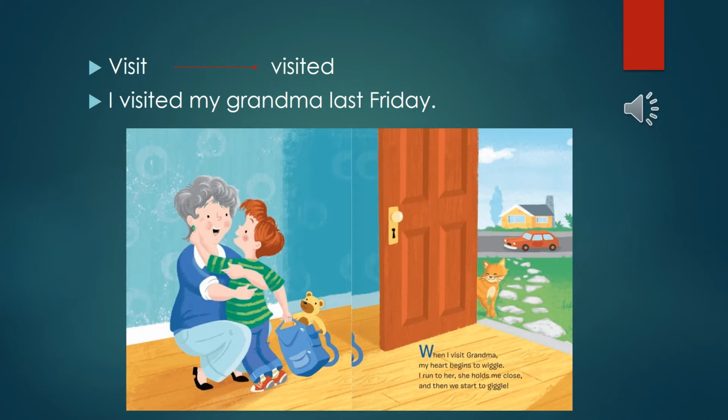As we said, most of the verbs we put ed. Visit, visited, yes. I visited my grandma last Friday. Something happened last Friday and finished last Friday. Something not happening now. It's happened and finished. Like visit, visited. I visited my grandma last Friday.